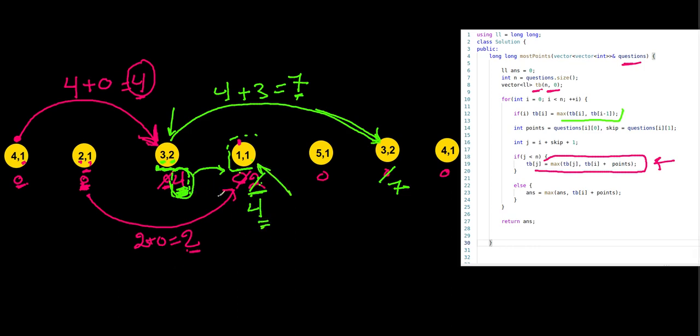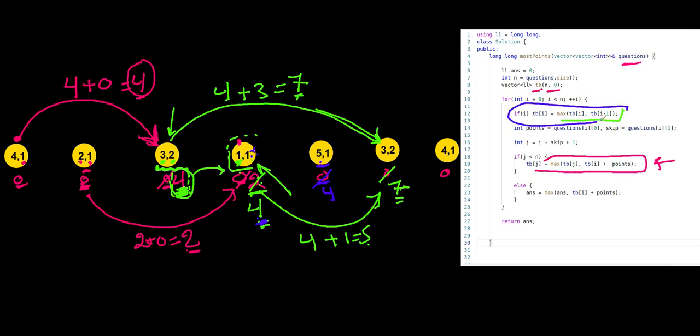Now we have 4, and we can answer this question. 4 plus 1 equal 5, and skip one question. So here 4 plus 1 equal 5. 5 is not greater than 7, so we keep the value 7. The next question is this 5-1. The value is 0, and again we can reach the previous question by gaining 4 points, and that means also we can reach this question by gaining 4 points by skipping answering this question.